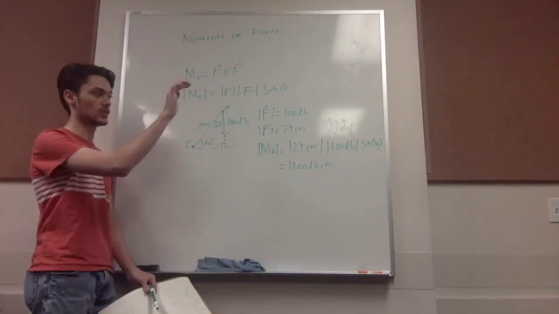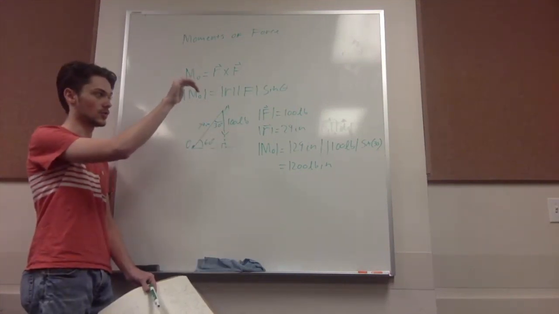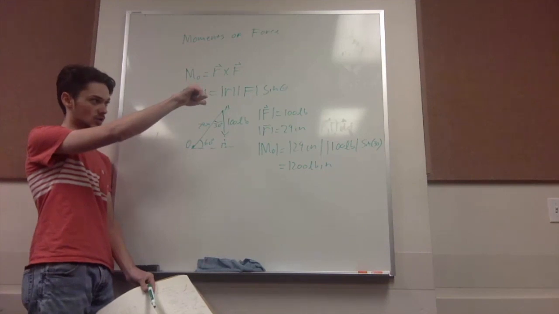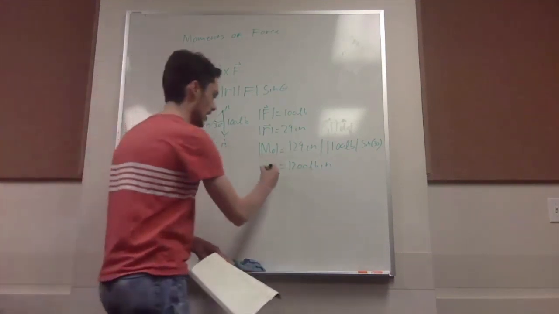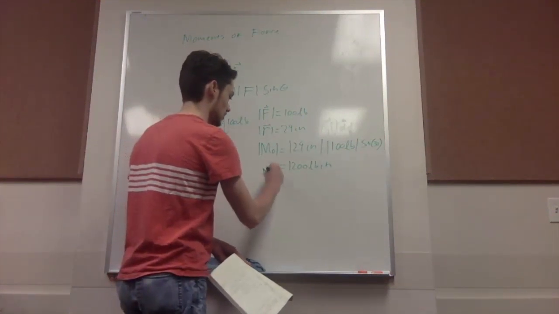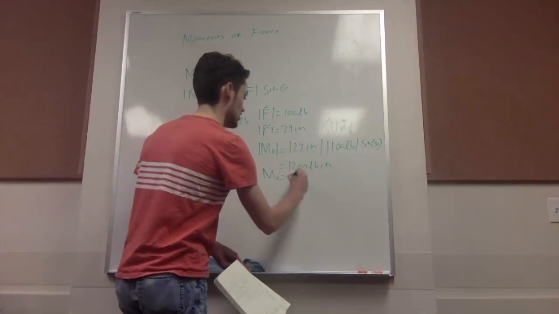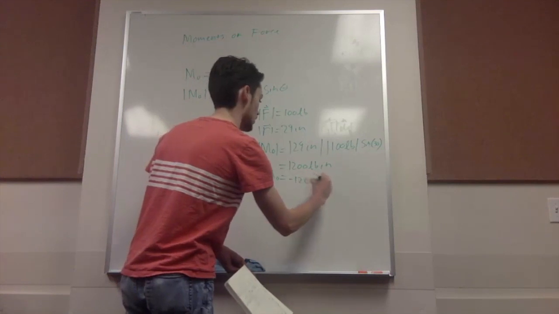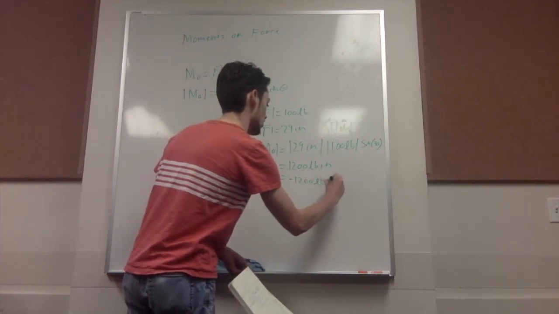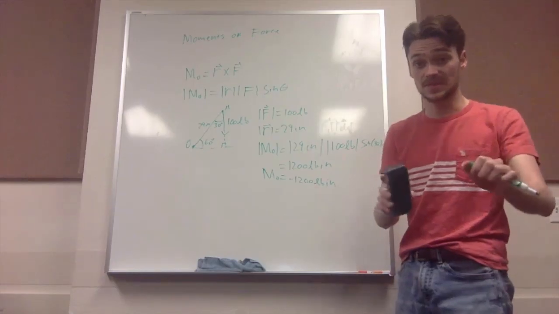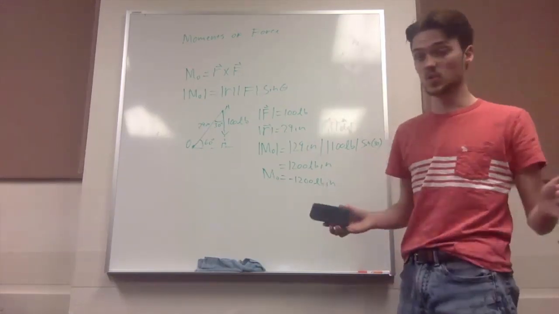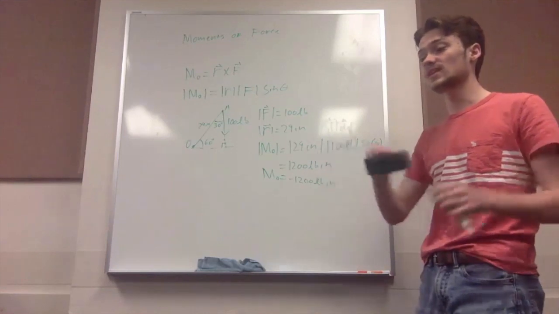So we put our arm along R and curl our fingers towards F, and we notice that the thumb points into the board, therefore, M_O is going to be equal to negative 1,200 pound-inches. Ta-da! But things get even more complicated from here, because we're not always going to be taking moments of force around points.